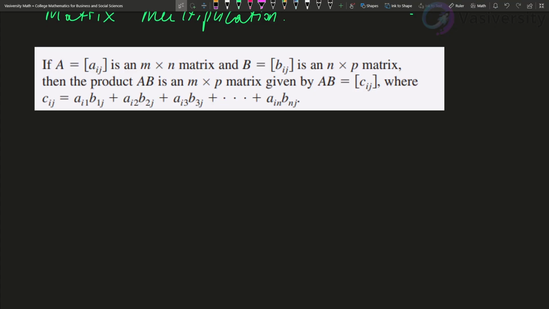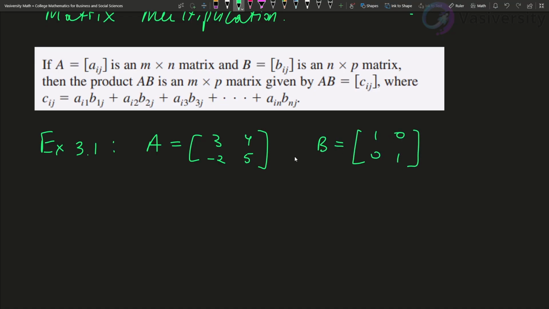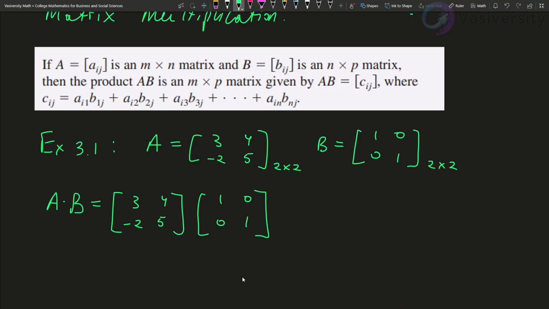So, example 3.1. Let's say I have a matrix A, which is 3, 4, -2, 5, and matrix B, which is going to be 1, 0, 0, 1. So this is 2 by 2, this is 2 by 2. So the final matrix, if I multiply A times B, is also going to be 2 by 2. But how are we actually going to do that? So 3, 4, -2, 5 times 1, 0, 0, 1. How are we actually going to do that?